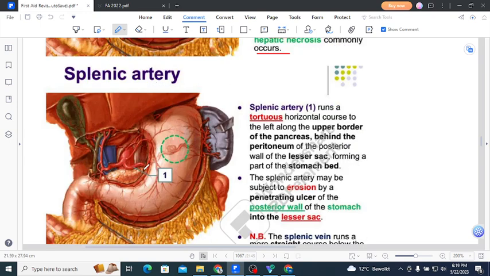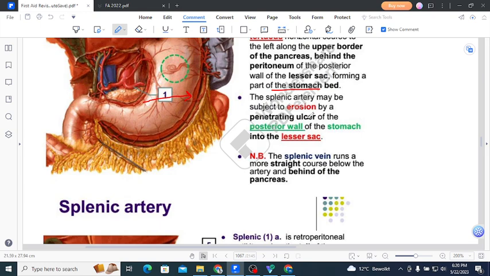The splenic artery moves in this direction, like over here. The splenic artery runs a tortuous horizontal course to the left along the upper border of the pancreas, behind the peritoneum of the posterior wall of the lesser sac, forming a part of the stomach bed. Stomach bed means all the structures located behind the stomach. You can see that the splenic artery is posterior to the stomach, so it constitutes the stomach bed. The splenic artery may be subject to erosion by a penetrating ulcer at the posterior wall of the stomach into the lesser sac.